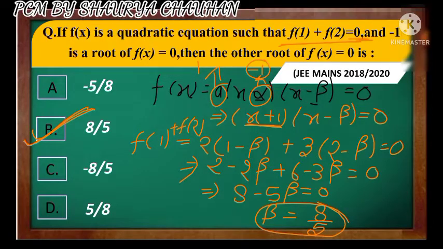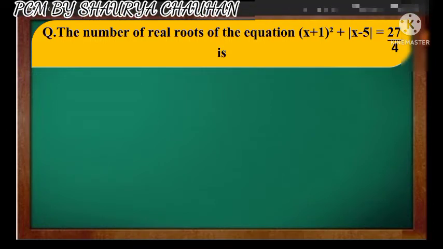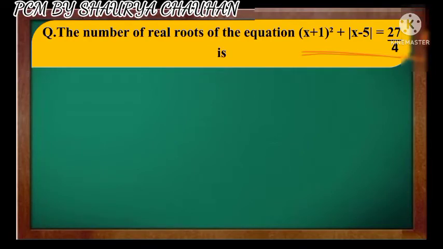So now let's see the other question. The number of real roots of the equation (x + 1)^2 + |x - 5| = 27/4 is. In this question, we have to find the number of real roots of this equation. I am giving you 50 seconds for this question also. So your time starts now.